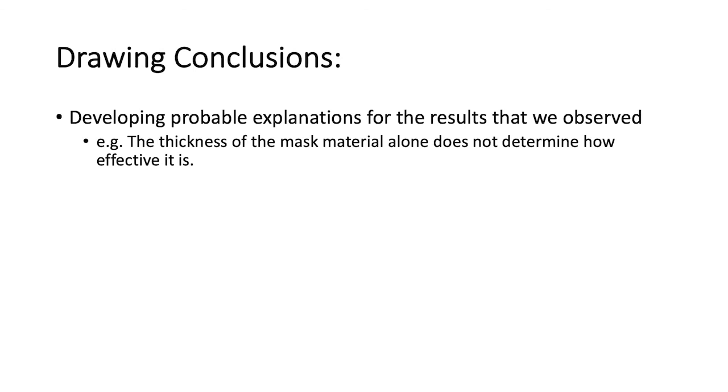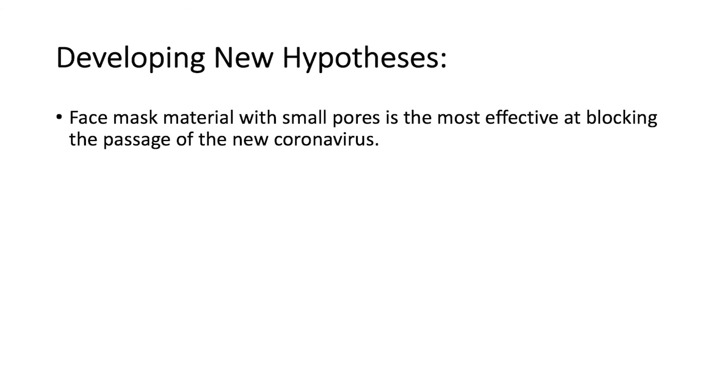So we need to look for other factors that help make the mask effective at blocking the spread of the virus. And so once I have that conclusion, I'm going to develop a new hypothesis. Like, if it isn't thickness, what might it be? So in this case, maybe my next experiment would be face mask material with tiny pores is the most effective at blocking the virus. And then I could set up a new experiment where I measured the size of the pores in the fabric and tried spraying the virus through it again and determined whether the small pores affect the viral transmission through the mask.